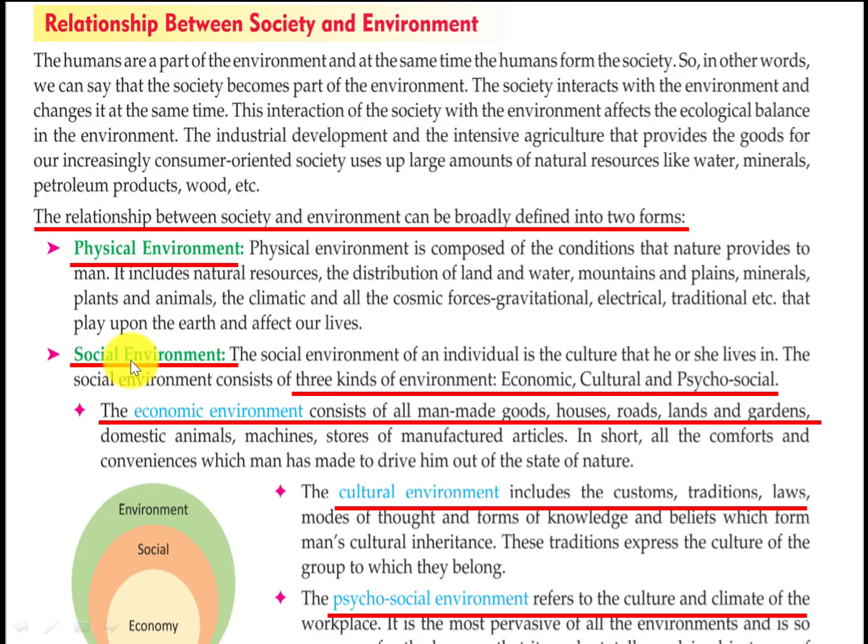And what do you mean by social environment? The social environment of an individual is the culture that he or she lives in. It consists of three kinds of environment: economic, cultural and psychosocial. What is economic environment? It consists of all man-made goods like houses, roads, lands and gardens, machines, domestic animals. These are all the economic environment.